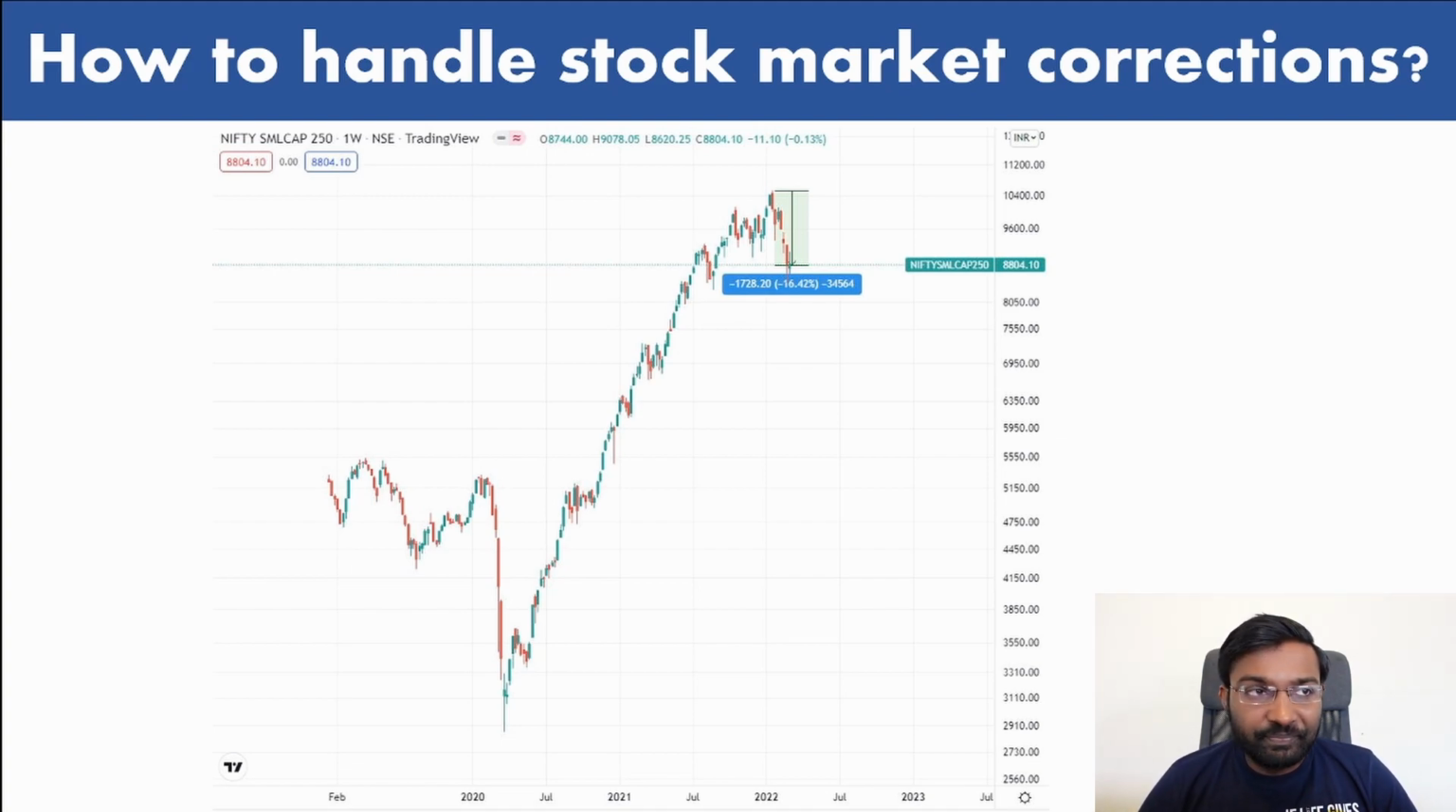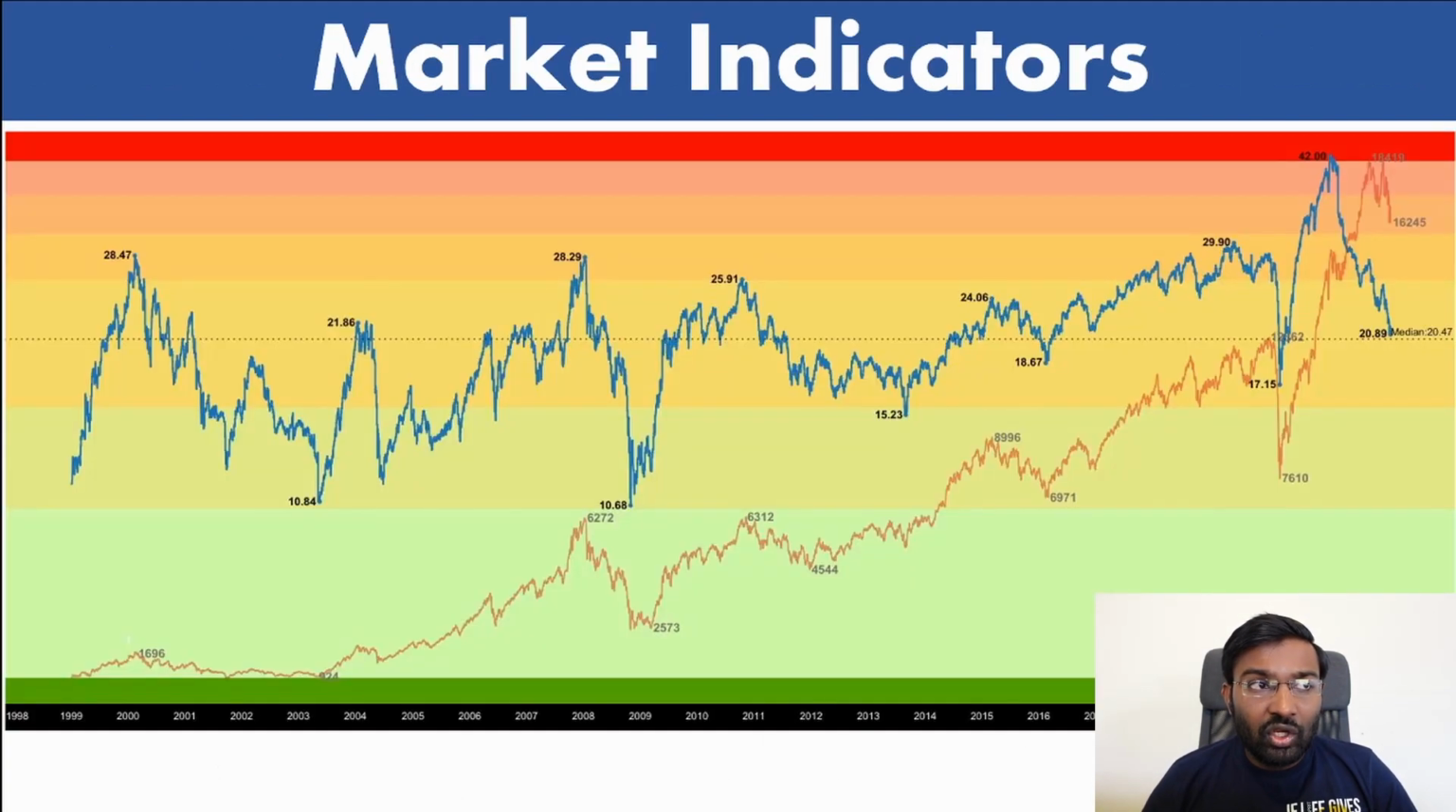You all know about that. But let's have a look at how we can handle these kinds of corrections and crashes. Let's first have a look at the market indicators. We always have to know the current market status. We have to look into the current market indicators, which will guide us on where the current market stands.